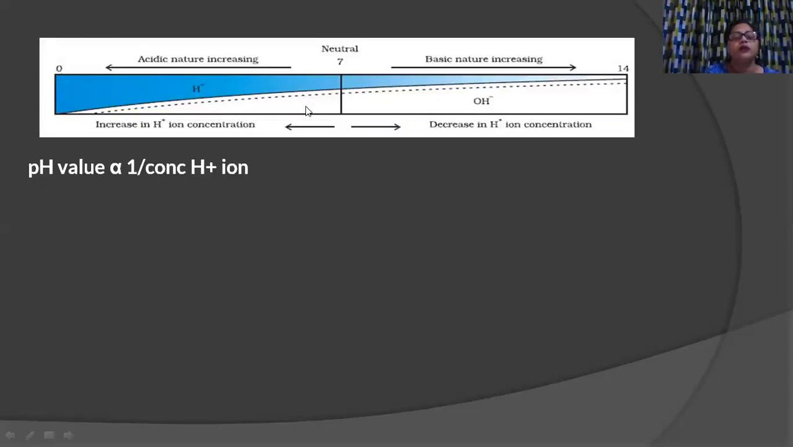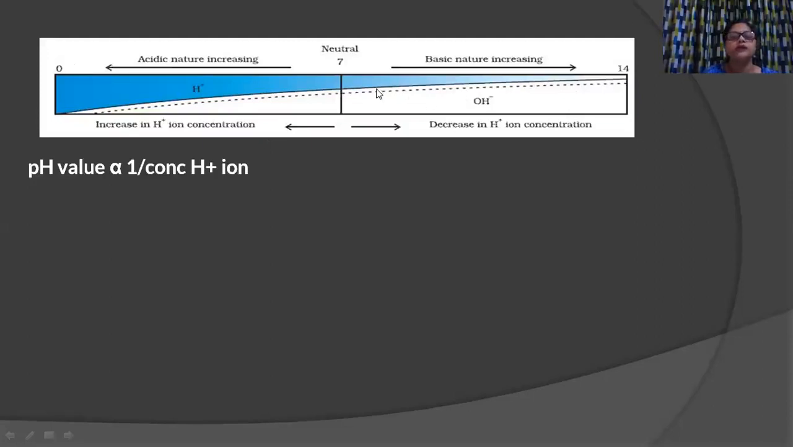Now here, when we move from 7 to 0, when the hydrogen ion concentration is increasing, with the same rate, the concentration of hydroxide ion is decreasing. That is why the acidic nature increases when we move from 7 to 0, which is due to increase in the H plus ion concentration. Now see what happens when we are moving from 7 towards 14.